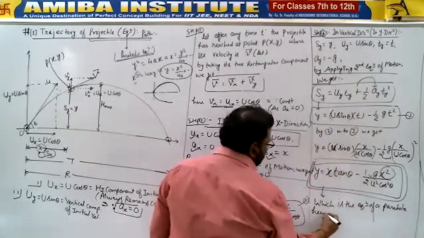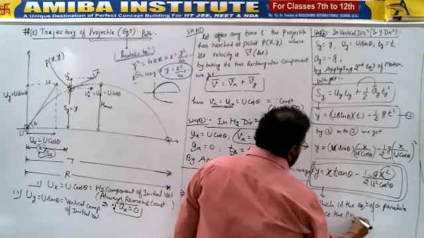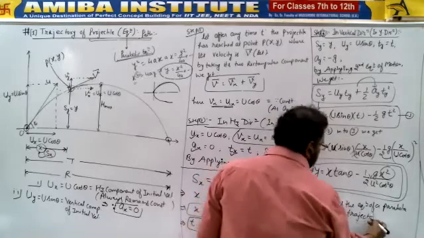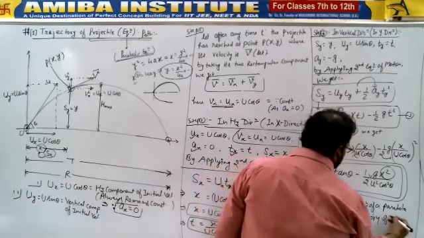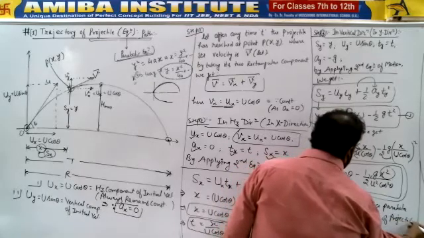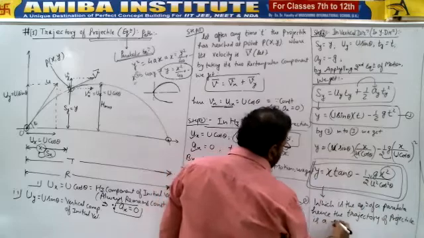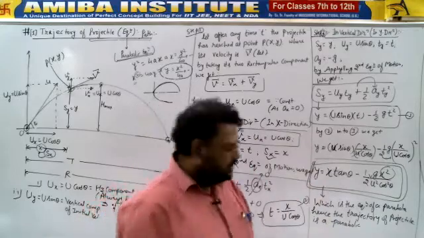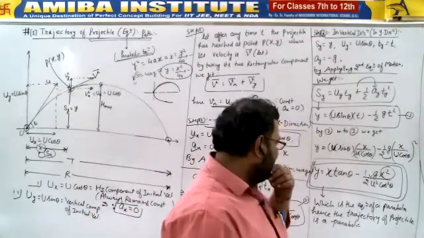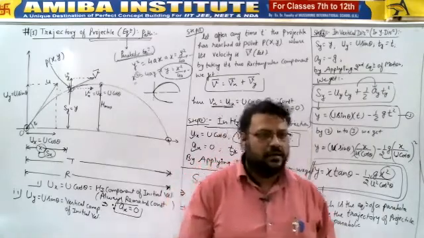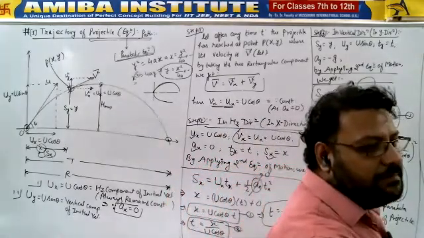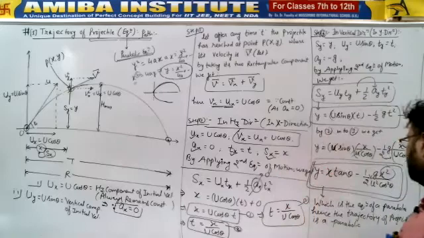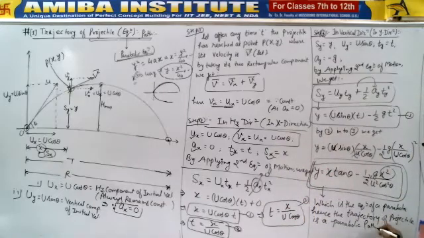Hence the trajectory of projectile motion is a parabolic path. So this is asked in the examination, that derive or prove that the trajectory of the projectile will be a parabolic path. So you have to do it, whatever I have given is a parabolic path.